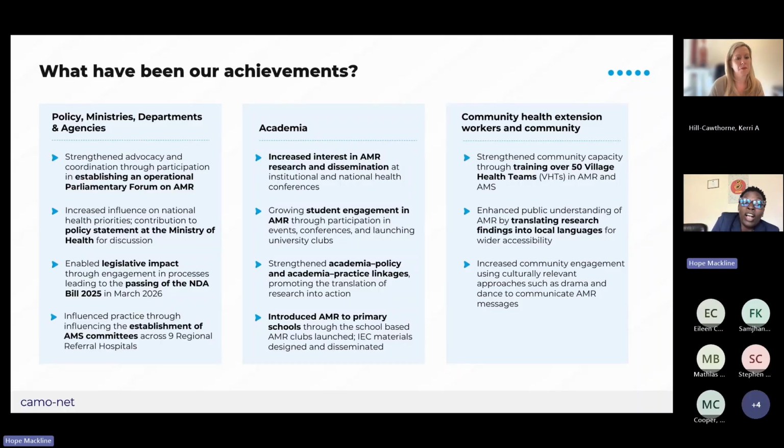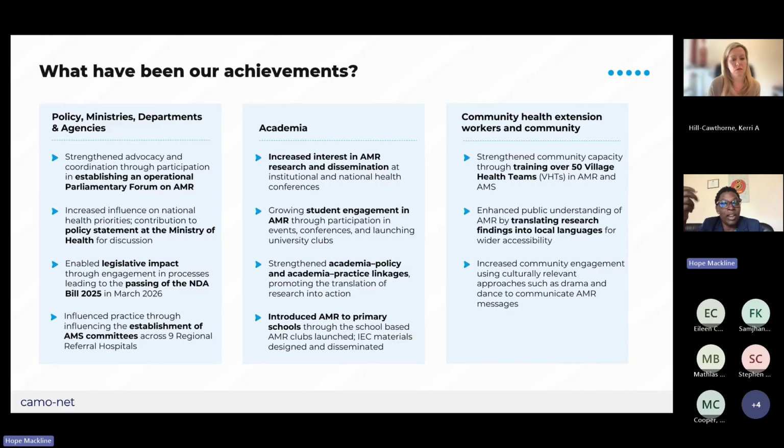But we also have been able to influence practice through establishment of antimicrobial stewardship committees across the 9 regional referral hospitals. Yes, they were there, but we strengthened them. Every time we'd go there to collect data, implement, but also disseminate, we were able to make sure that these committees are active and they are currently working. On the part of academia, we've increased the interest in the AMR research through the dissemination at different institutional and national health conferences, growing student body who are engaged in AMR through participation, conferences, launching university clubs, and also strengthened academia policy and academia practice linkages through promoting translation of research into action.